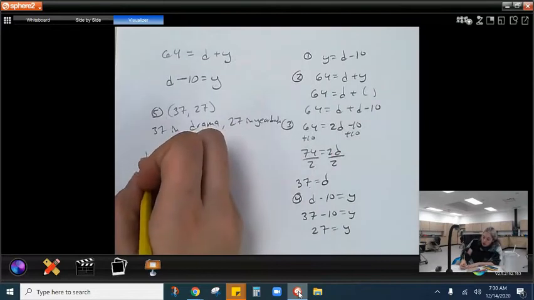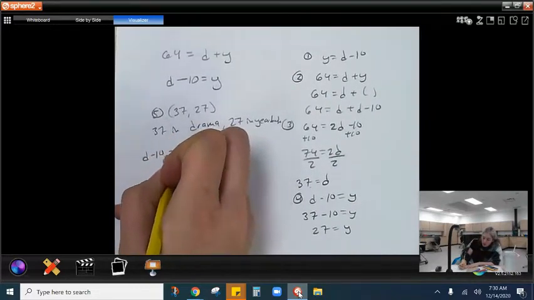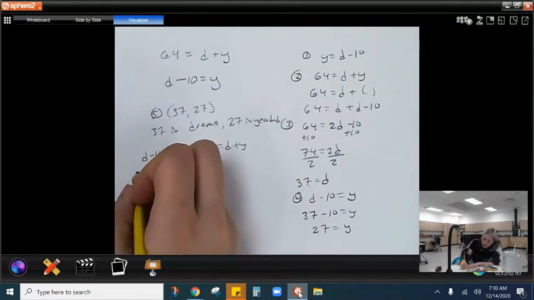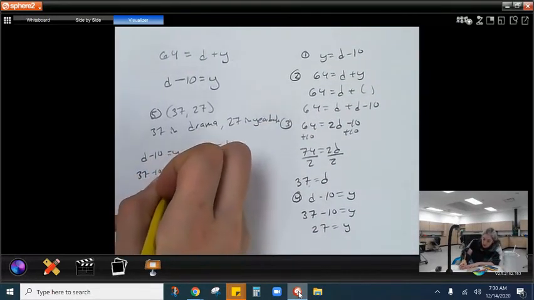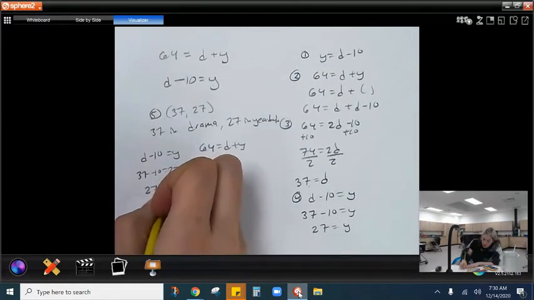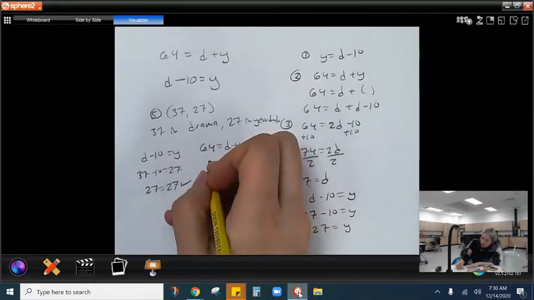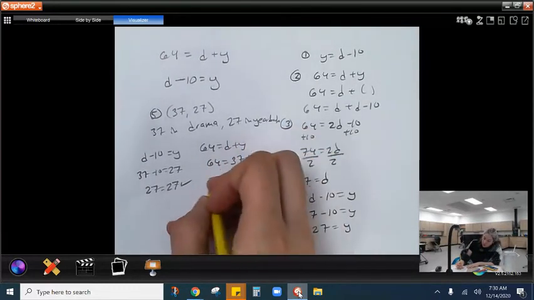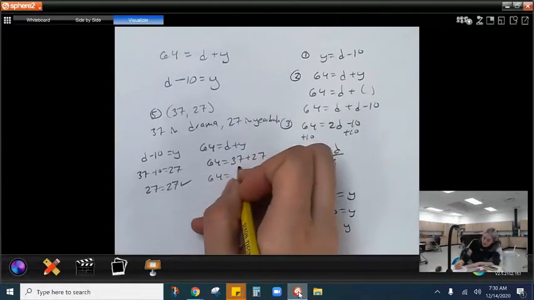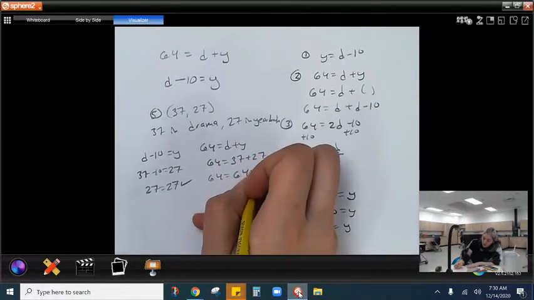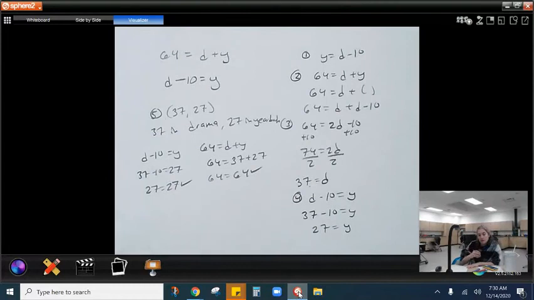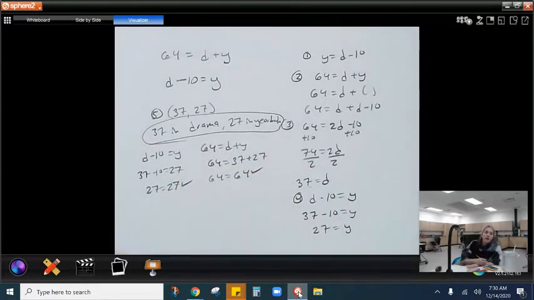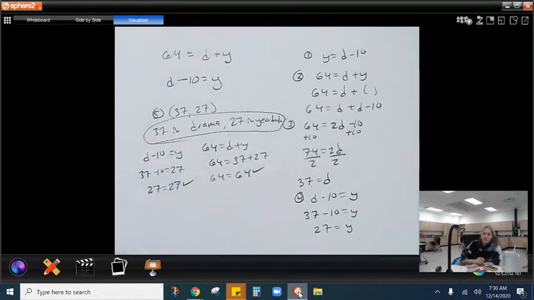So I need to double check. So I need to do d minus 10 equals y, and then 64 equals d plus y. So for d minus 10, that would be 37 minus 10 equals 27. Does 27 equal 27? Yes. For this one, it'd be 64 equals 37 plus 27. So that would be 64. Does 64 equal 64? Yes. So have I proven it? Yes. I'm going to encourage you to write out the words in this one, okay, and not just the coordinate pair.